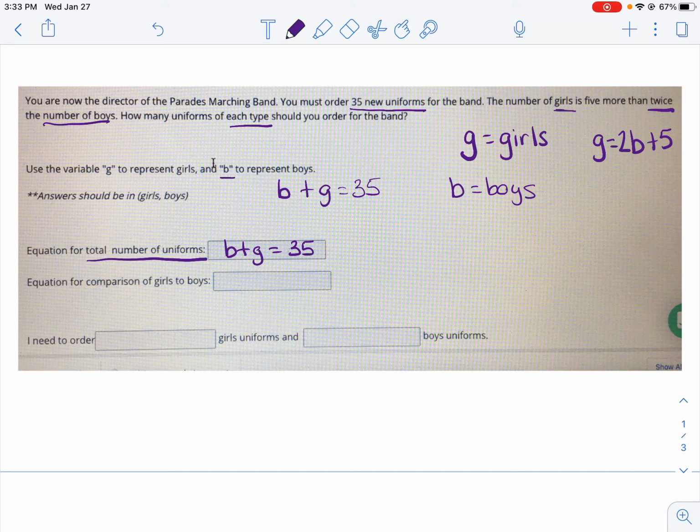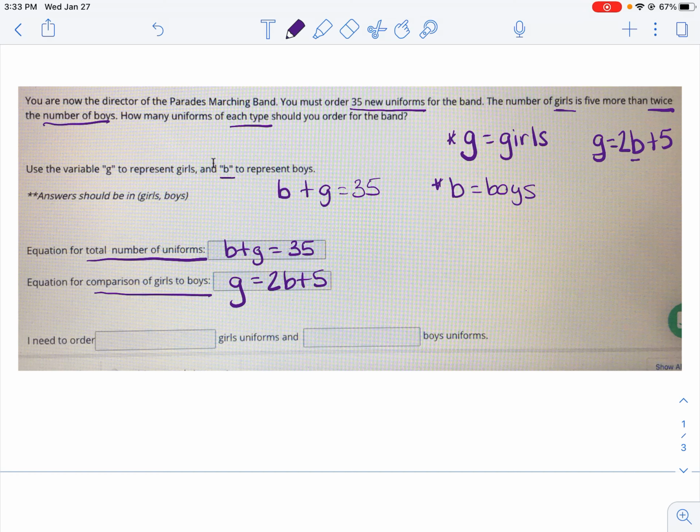Then it says an equation for comparison of girls to boys. Well, I have girls, but that's just girls, and I have boys, but that's just boys. Here, I have girls on one side and boys on the other side, so that's my comparison. G is equal to 2b plus 5.